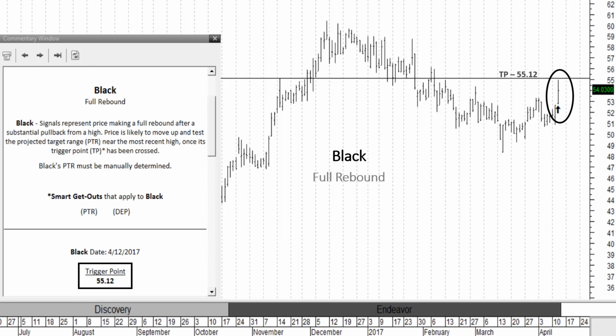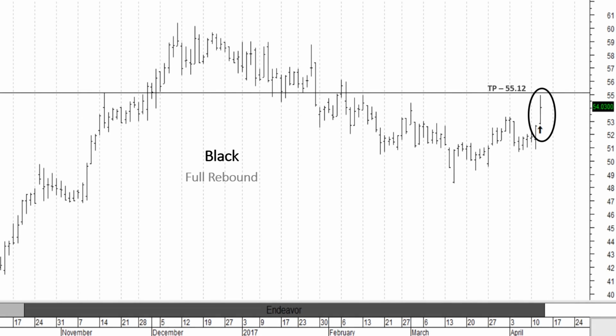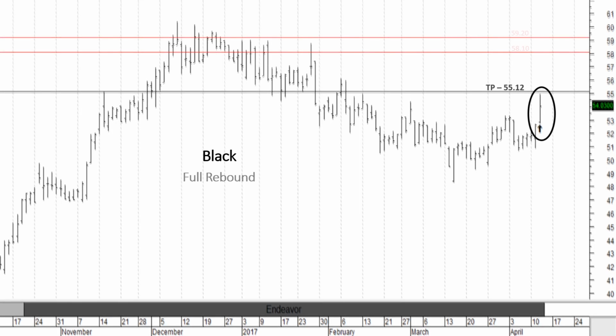Now that we know the trigger point, let's take a closer look at the high on this chart. We shouldn't expect price to hit the top of those outlier bars. Instead, we want a more realistic price projection. All of this information is described in Black's commentary in full length and tells us to mark the 2 highest sets of clusters created by opens and closes below the most recent high, as shown on the chart by the red lines at 59.20 and 58.10.